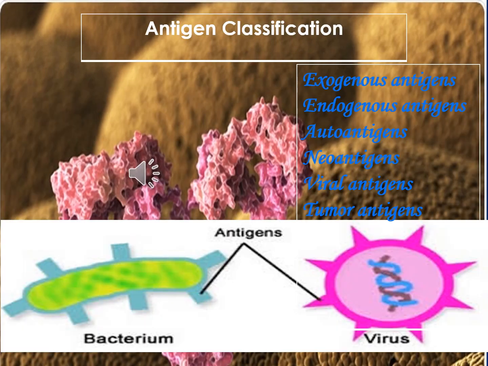Now let's see the antigenic classification. Antigens are classified mainly into exogenous antigens, endogenous antigens, autoantigens, neoantigens, viral antigens, and tumor antigens. Look at the picture. Here is a bacterium. The bacterium or the viruses are considered by the body as antigens because they are foreign to us. Now let's look into detail at what exogenous antigens are.